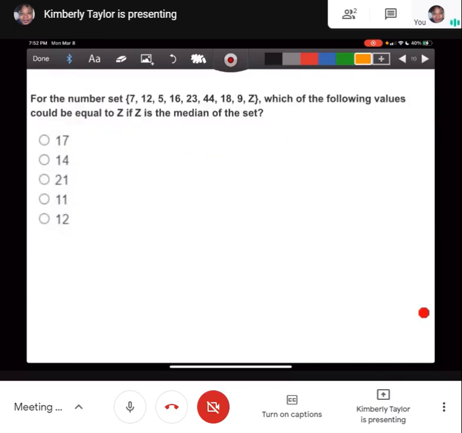Okay, so this is going to be my last question for tonight. This question says, for the number set 7, 12, 5, 16, 23, 44, 18, 9, and z, which of the following values could be equal to z if z is the median of the set? The median of a set of numbers means the middle number. So let's make sure we understand the definition here. This is the middle number of your data.